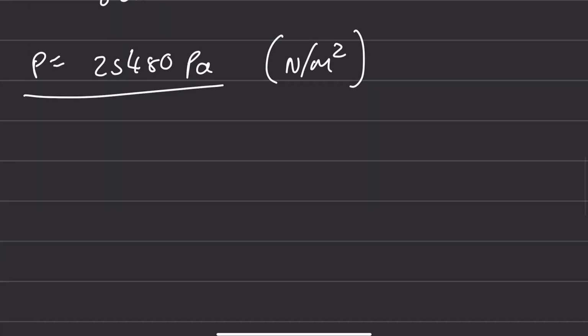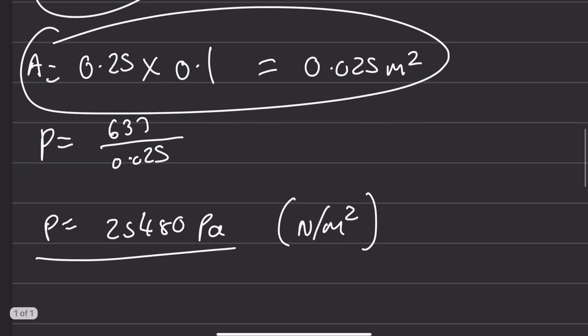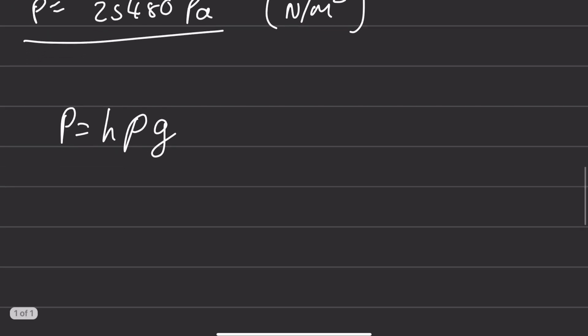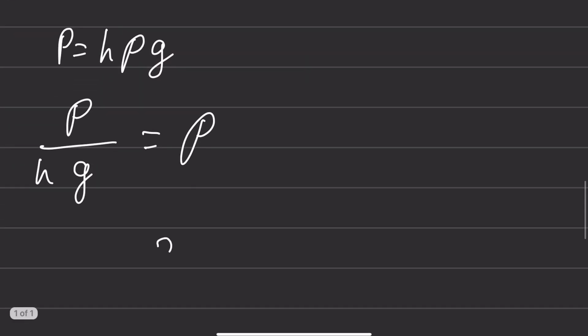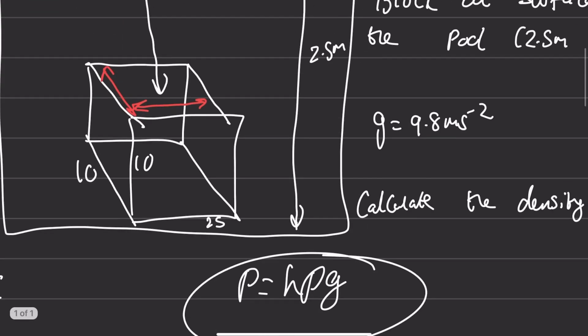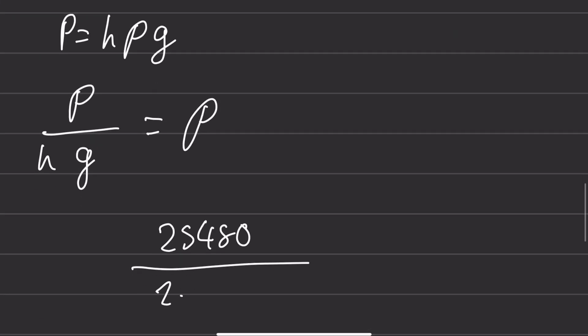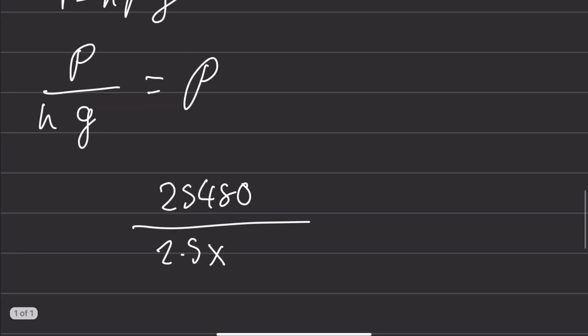Now we can substitute the pressure, because we now have the pressure, into pressure is equal to height times density times gravitational field strength. Rearranging this expression to find the density, you get pressure over height times gravity is equal to density. So pressure is 25,480 divided by the height of the column, which we said was 2.5 meters, times by the gravity, which is given to you in the question, of 9.8.